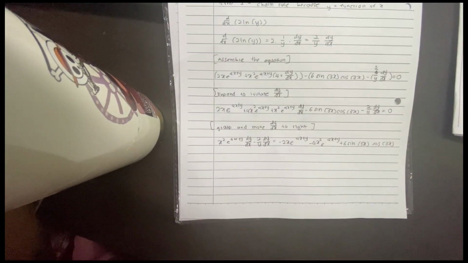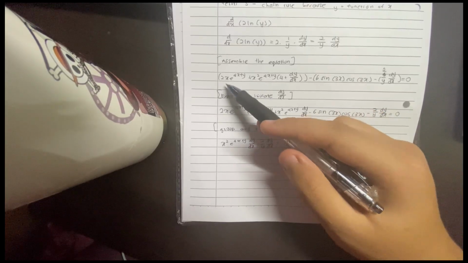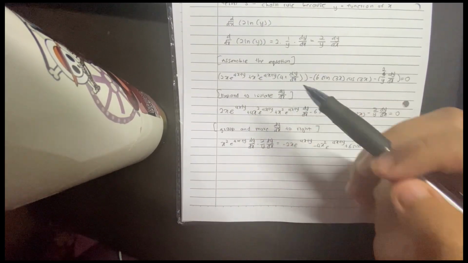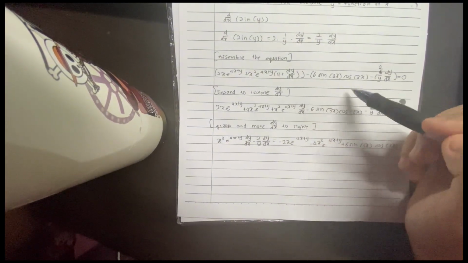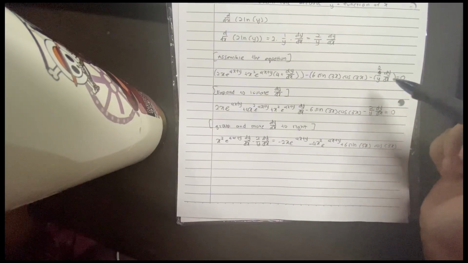So we need to assemble the differentiation equation. So what we get: 2x e^(4x+y) plus x^2 e^(4x+y) (4 plus dy over dx). We close the bracket. Minus 6 sin 3x cos 3x, minus 2 per y dy per dx, equal to 0.